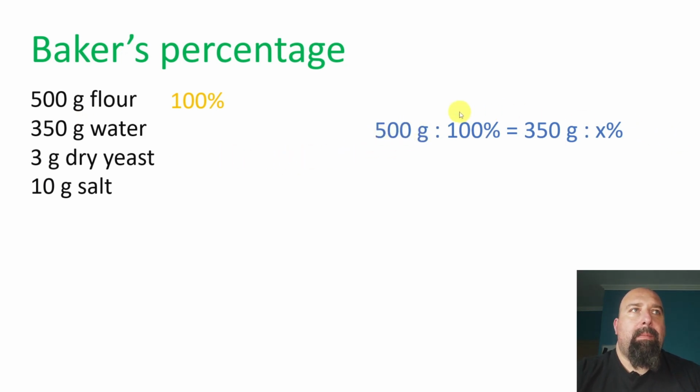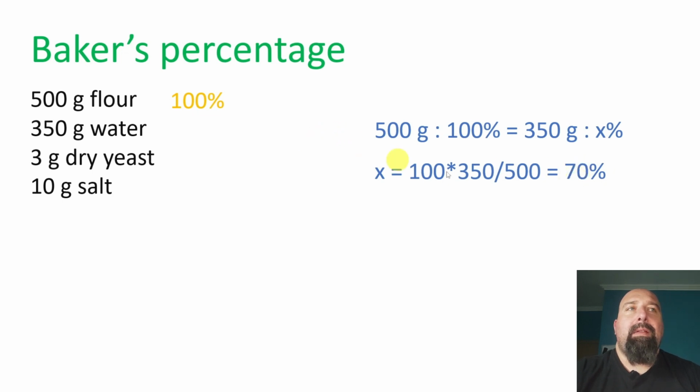If you remember a bit the proportion from the time of school, we have 500 grams of flour is to 100% as 300 grams of water is to X%. Now, we need to calculate what this percentage is. If you remember the basic knowledge of math, we can calculate this X multiplying 100 times 350 divided by 500. In this way, we calculate this percentage, that is 70%.